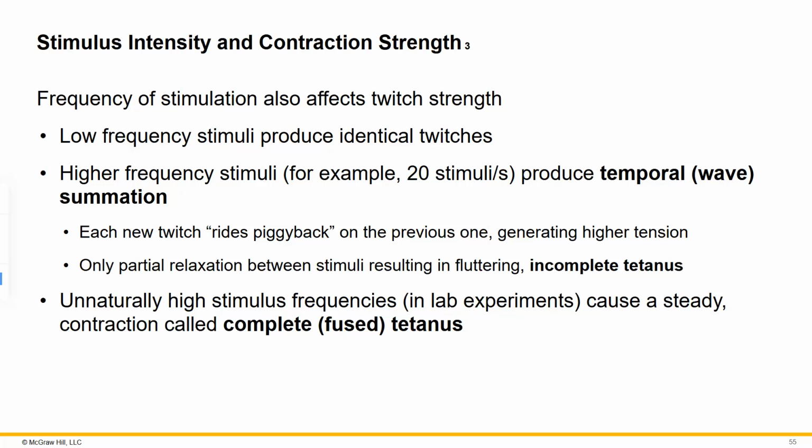Stimulus intensity and contraction strength. The frequency of stimulation also affects twitch strength. Low frequency stimuli produce identical twitches. Higher frequency stimuli, for example 20 stimuli per second, produce temporal wave summation. Each new twitch rides piggyback on the previous one, generating higher tension. Only partial relaxation between stimuli results in fluttering, incomplete tetanus. Unnaturally high stimulus frequencies in lab experiments cause a steady contraction called a complete or fused tetanus.